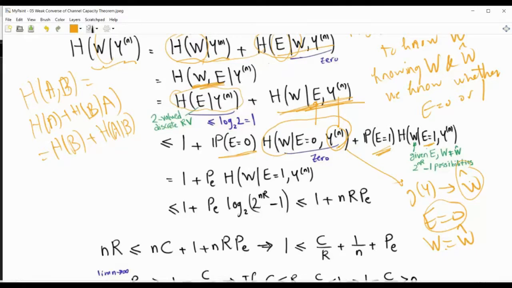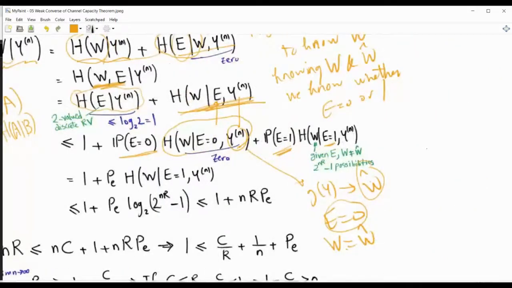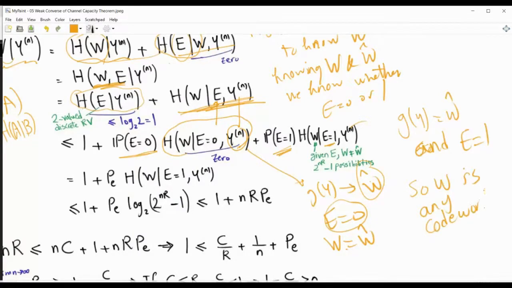Last term. So what if you know that there is an error? Now, G of Y is equal to W hat, and E is 1. So what do you know about W? W is any code word other than W hat, right? Because if E is 1, you are conditioning on the event that there is an error. So the transmitted code word W is different from what you have at the receiver, W hat. But which one of them?